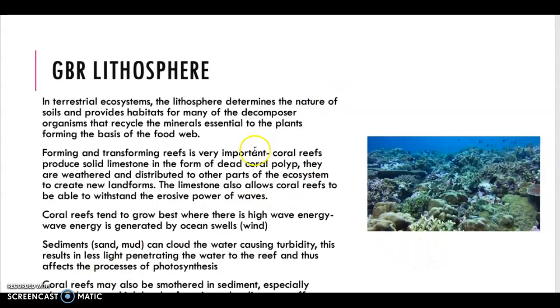In terrestrial or land-based ecosystems, the lithosphere determines the type of soil that occurs. So for your own ecosystem, you might be looking at the type of soil that is present in your ecosystem. Is it loamy? Is it sandy? Is it silty? What is the composition of the soil? And that soil composition will determine what sort of plants can grow there.